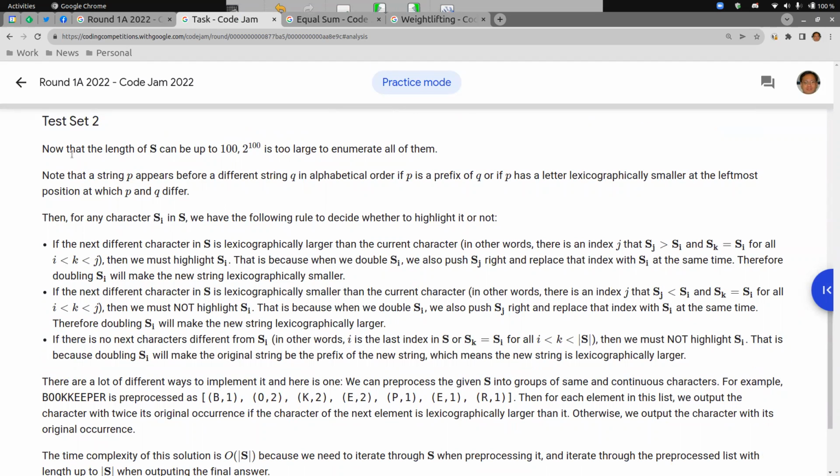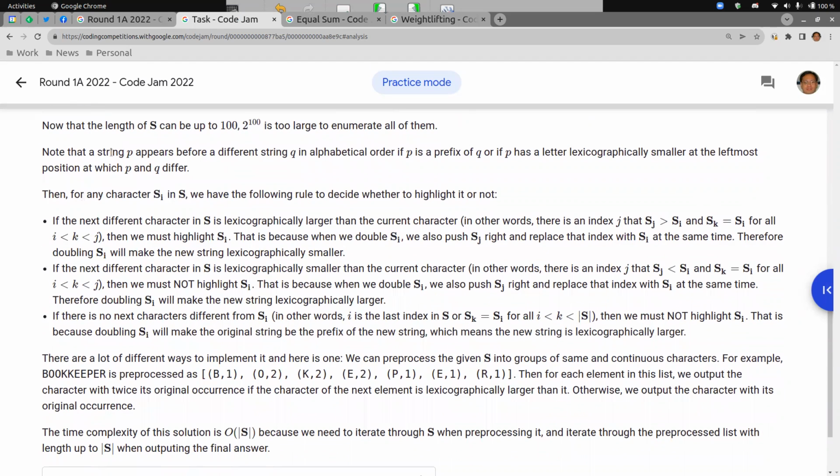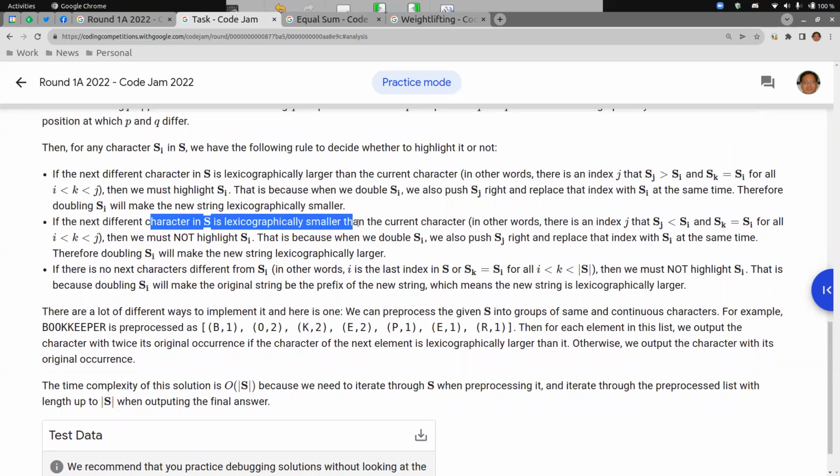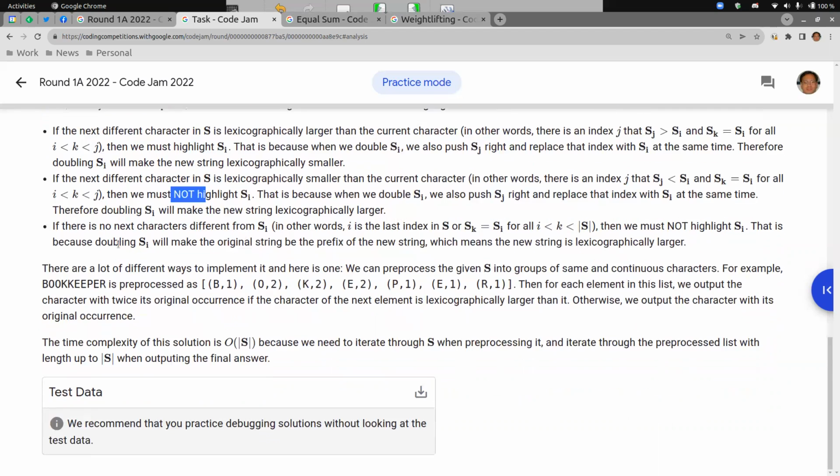And then here, now that the length is up to 100, this is too much to enumerate. Note that a string P appears before a different string Q in alphabetical order if P, blah, blah, blah, this is a definition of lexicographic order. So for any S_i, we have the following rule to decide. If the next different character in S is lexicographically larger than the current letter, then we must highlight S_i. If the next different character in S is smaller, then you must not. If there's no next different character, then we must not highlight.